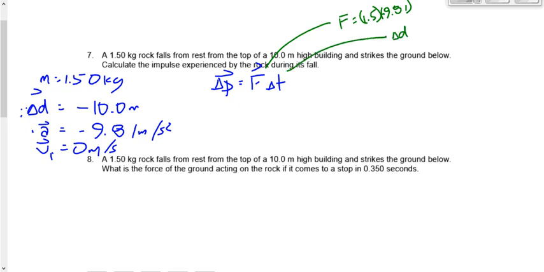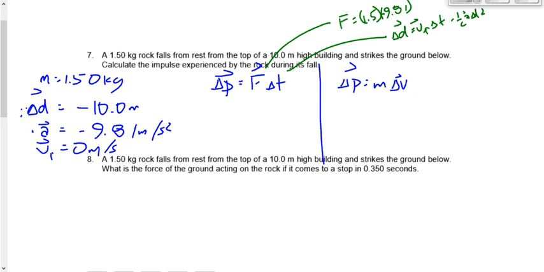I think you're going to use this one: VF equals VI plus AT, or D equals VI T plus 1/2 AT squared. Solve for T. That's kind of ugly. It'll work though, right? Anybody do that? No? Okay, that's fine, because that's not the way I do it either. Here's the way I would have done it, or the way I did do it.